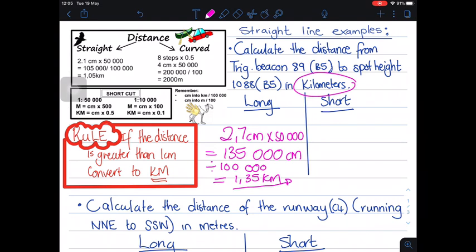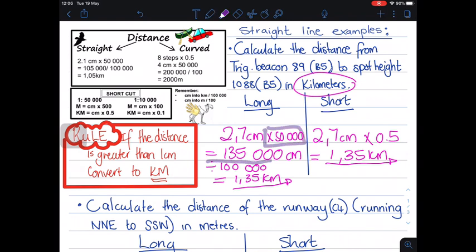Now, if I wanted to do the shortcut, all I would have to do is take the same distance that I measured on the map, and because I'm using a 1 to 50,000 map, if I want kilometers, all I have to do is take my centimeters and times by 0.5. And I will get the same answer, 1.35 kilometers. So in essence, instead of taking your answer and timesing it by the scale and dividing by 100,000, we have just jumped to timesing by 0.5 to get the same answer.